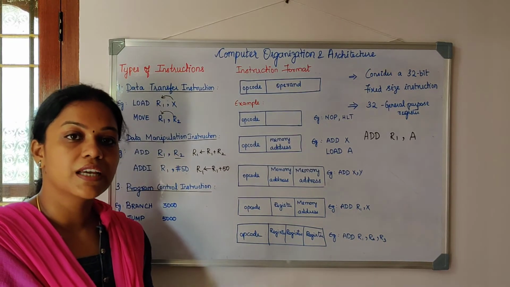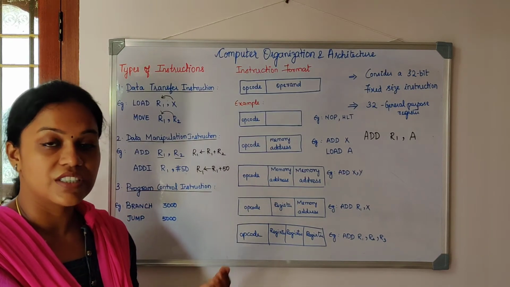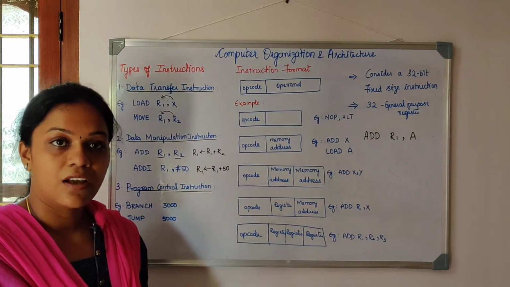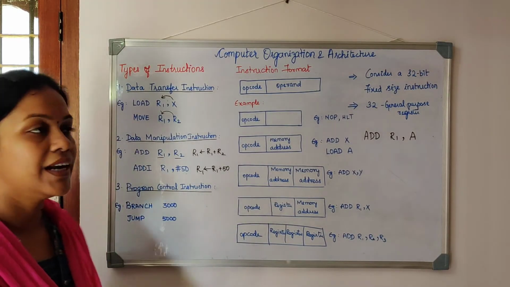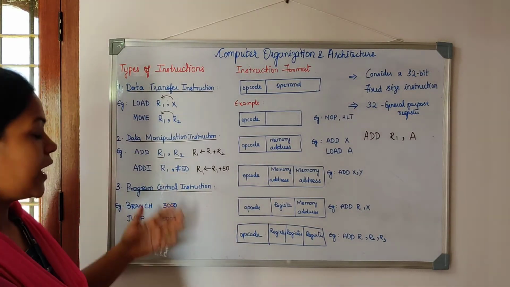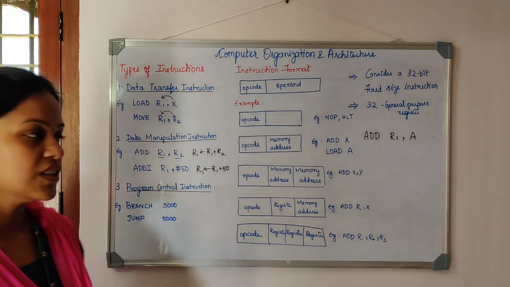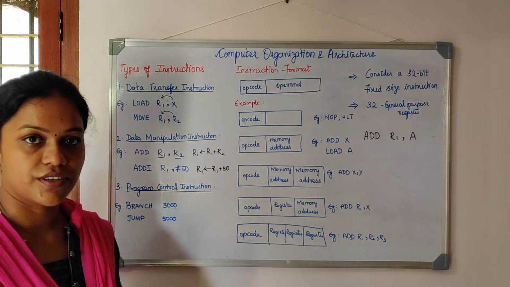So this is a data manipulation instruction. All the arithmetic and logical instructions, shift instructions, logical OR, NOT, and everything will come under this data manipulation instruction. And moving on to the third type of instruction, it is program control instruction.